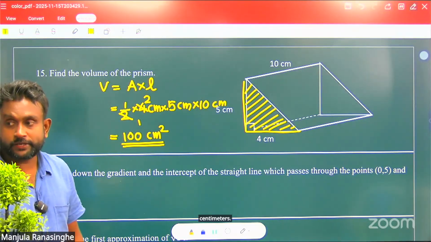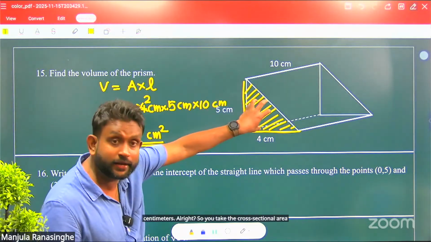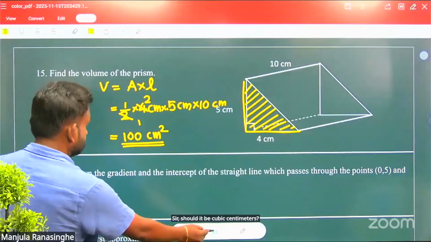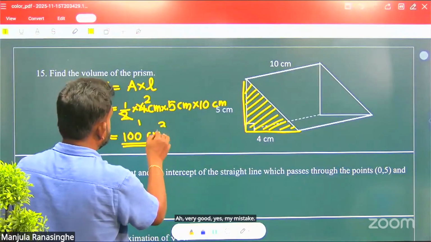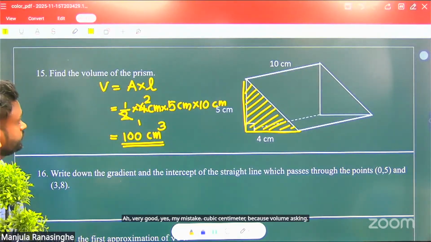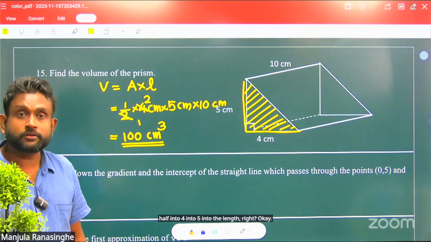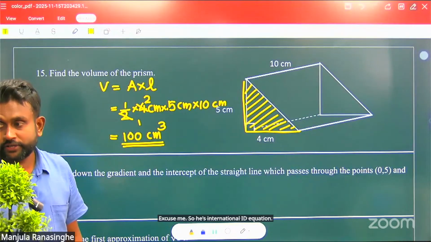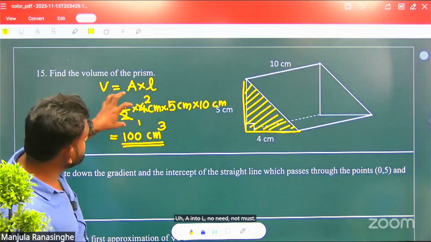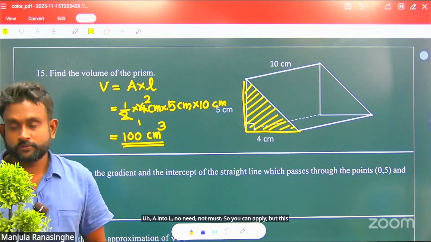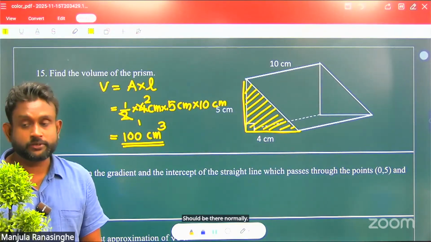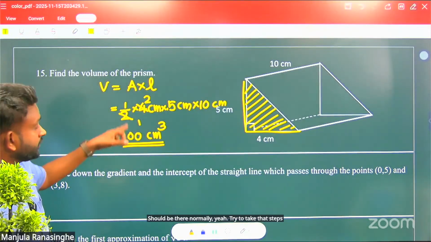So you take the cross sectional triangle area, which is a right angle triangle. Sir, should it then be cubic centimeters? Very good, yes, my mistake. Cubic centimeters, because volume is asked: half into 4 into 5 into the length. Is it necessary to write the equation A into L? Not a must, but the calculation should be shown. Normally try to show the steps.